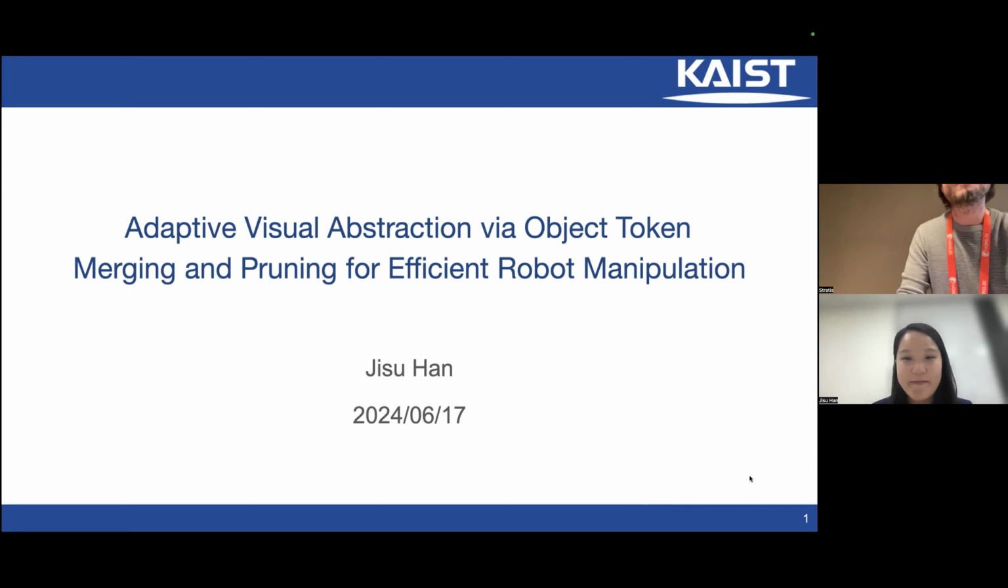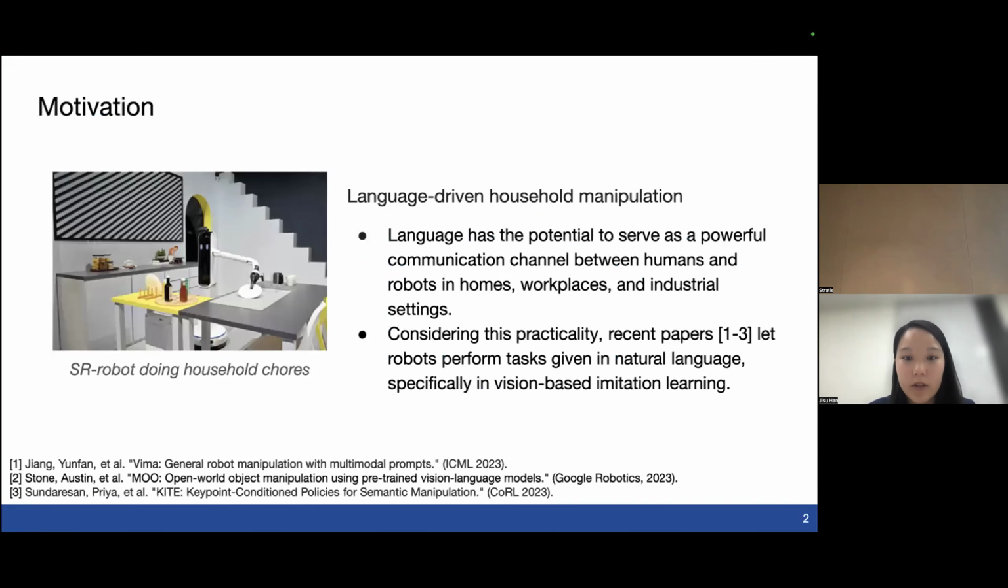Yeah, thank you. Today I want to present about adaptive visual abstraction via object token merging and pruning for efficient robot manipulation. I want to start with the motivation of language-driven household manipulation. Language has the potential to serve as a powerful communication channel between humans and robots in homes, workplaces, and industrial settings. In the figure on the left, you can see the Samsung robot doing household chores.